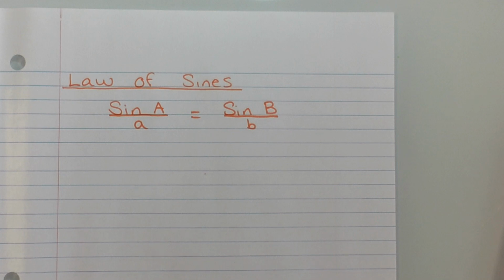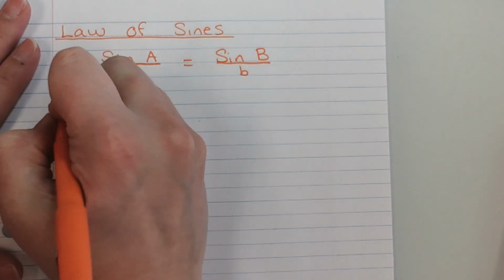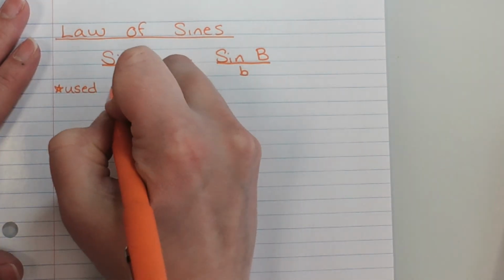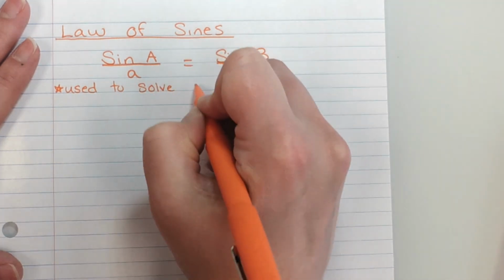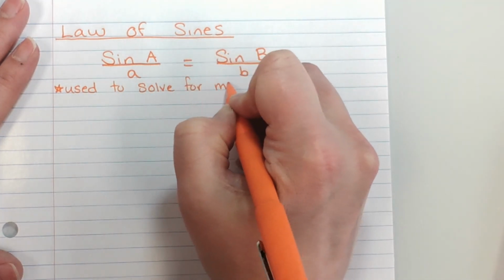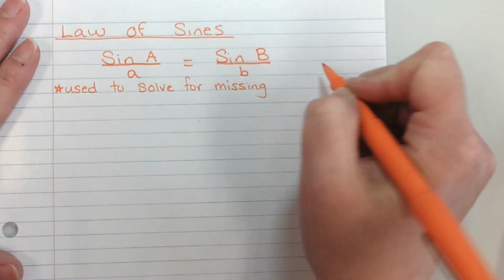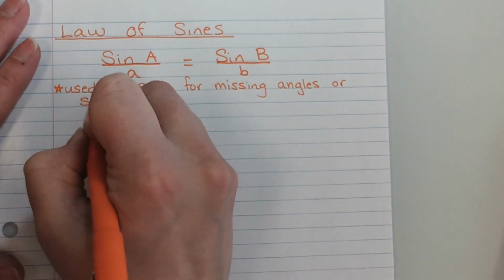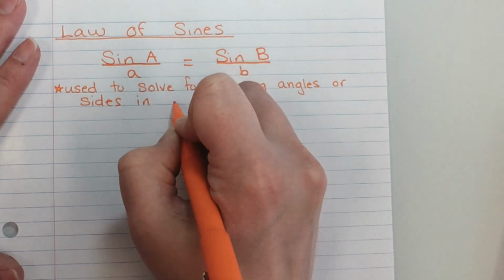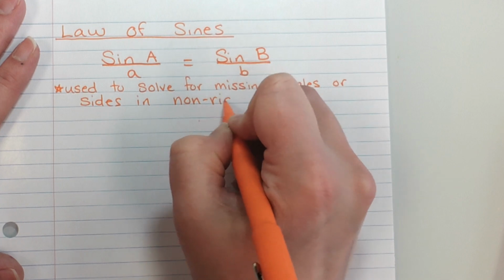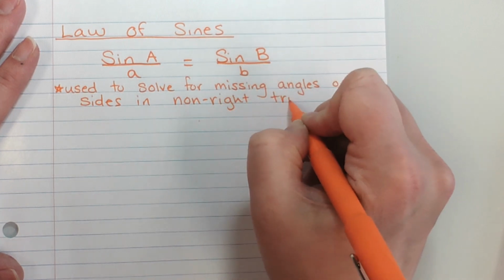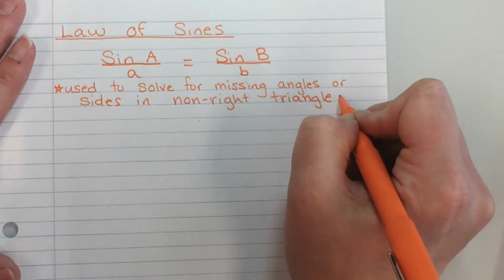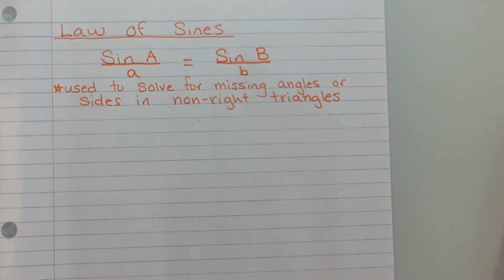Law of sines is used to solve for missing angles or sides in non-right triangles. Don't get me wrong. You can use law of sines for right triangles. You really can. You just don't need to. SOHCAHTOA tends to be faster and easier.